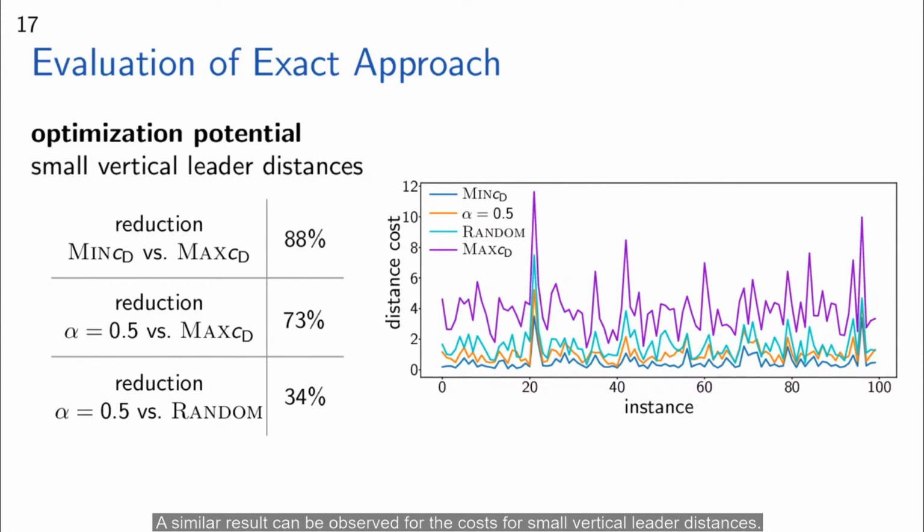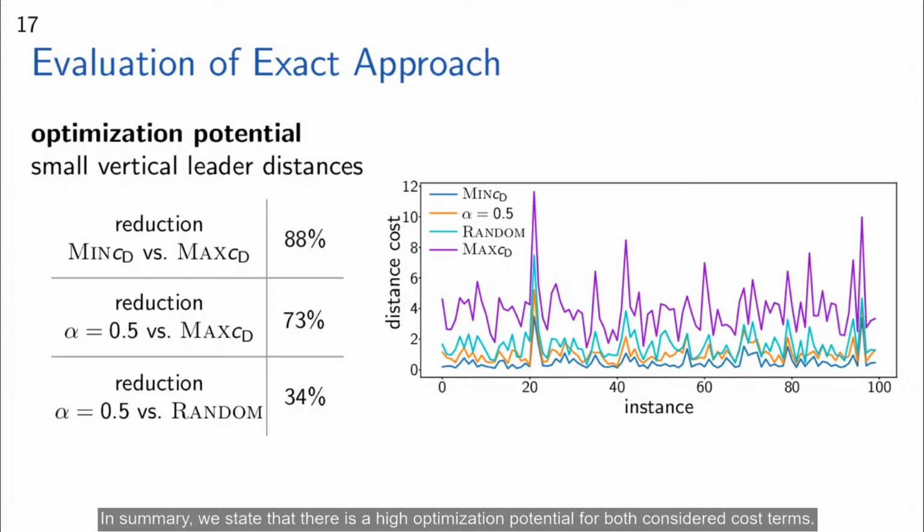Similar results can be observed for the costs for small vertical leader distances. In summary, we state that there's a high optimization potential for both considered cost terms.